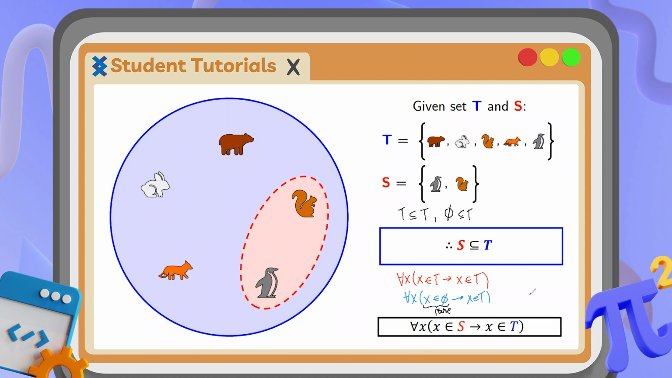And for implication statements, remember, if the premise is false, your consequent, regardless of its value, whether it's true or false, it would just be equal to true. So therefore, this statement that the null set is a subset of the set T or any set is true.